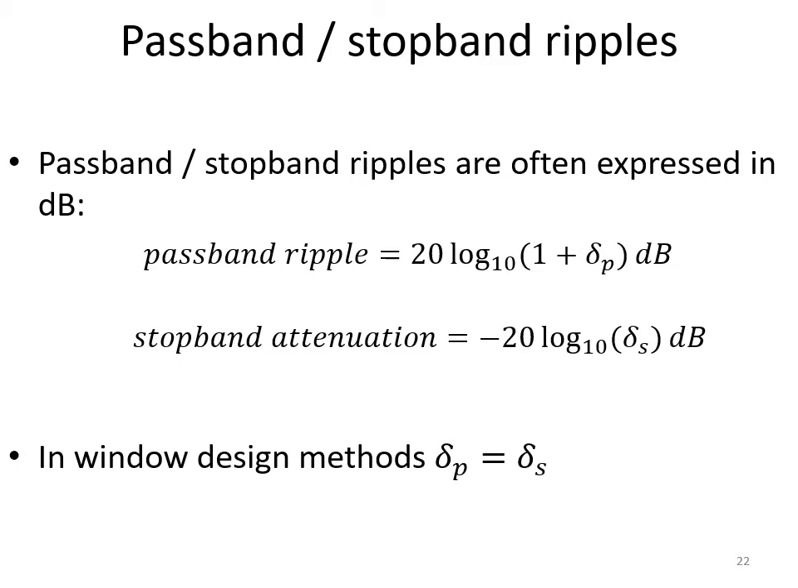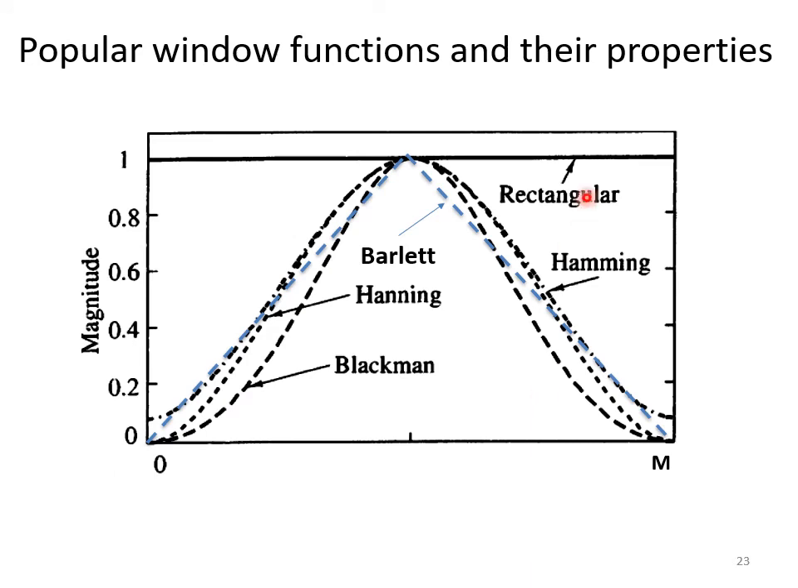It is always equal, because we choose the same window, which is applicable to the pass band and the stop band as well. So the peak error in the pass band is the same as in the stop band.